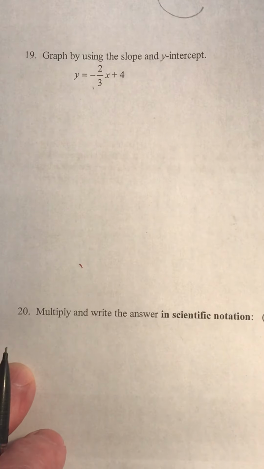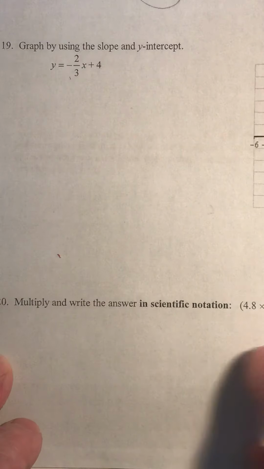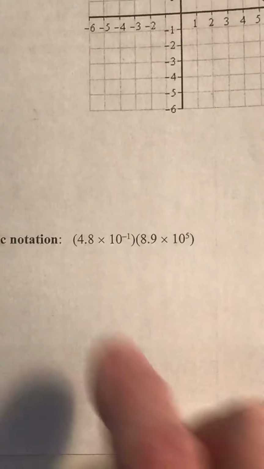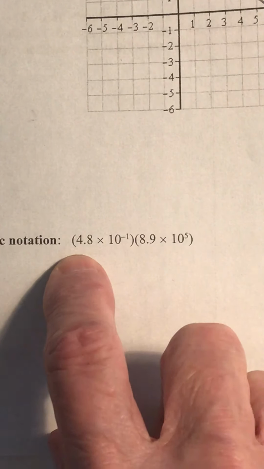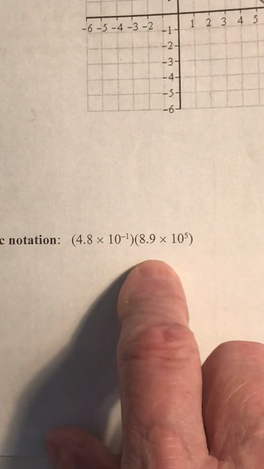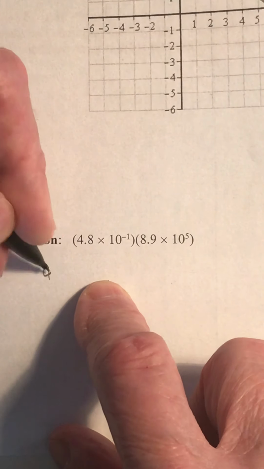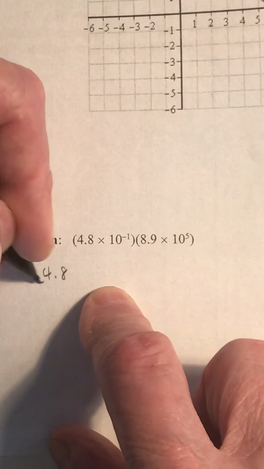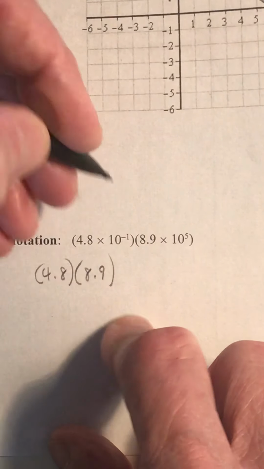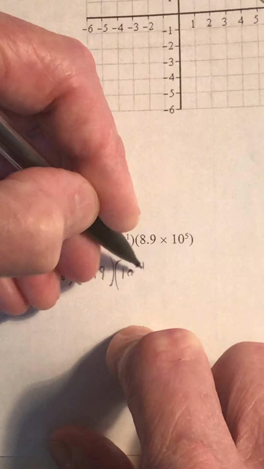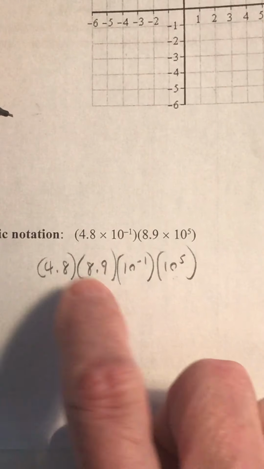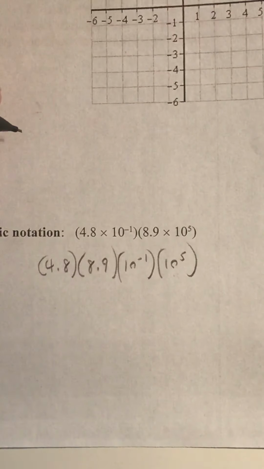Okay, and last thing, multiply these together and write the answer in scientific notation. So, I'm going to think of this as 4 things being multiplied, number times number times number times number, which means I can arrange the order any way I like. I'm going to change this to 4.8 times 8.9 times 10 to the negative 1 times 10 to the positive 5. And this part I'm going to do with the calculator.